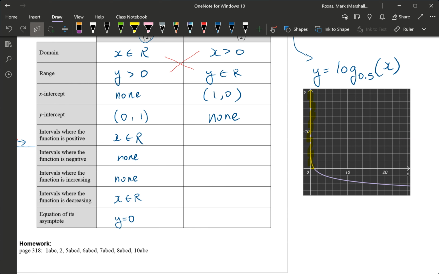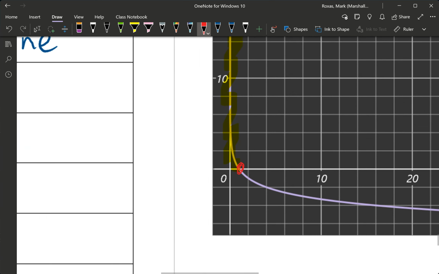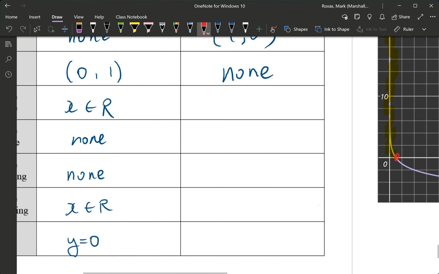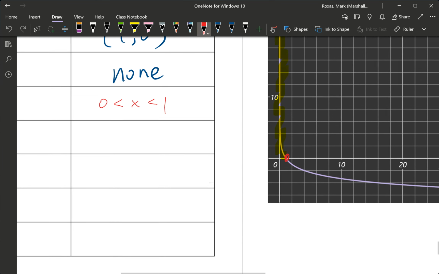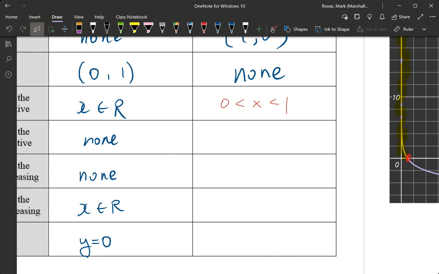Where is this function positive? And so it is positive right up until the x-intercept over here, right? You can see its y values are positive right until it reaches the x-intercept of (1, 0). So I would say here it's going to be 0 less than x less than 1. Where is it negative? Well, it's going to be after the 1, right? So x greater than 1.